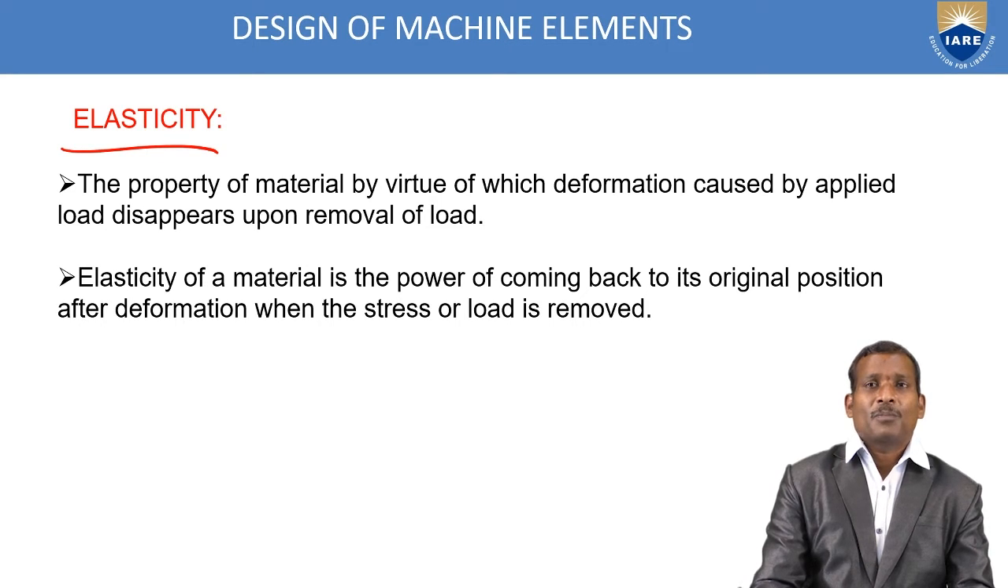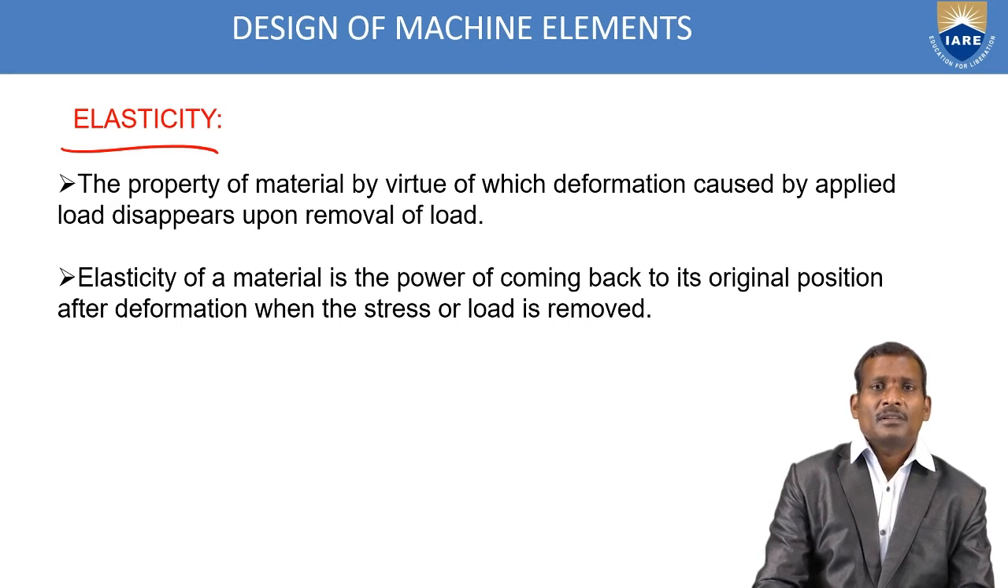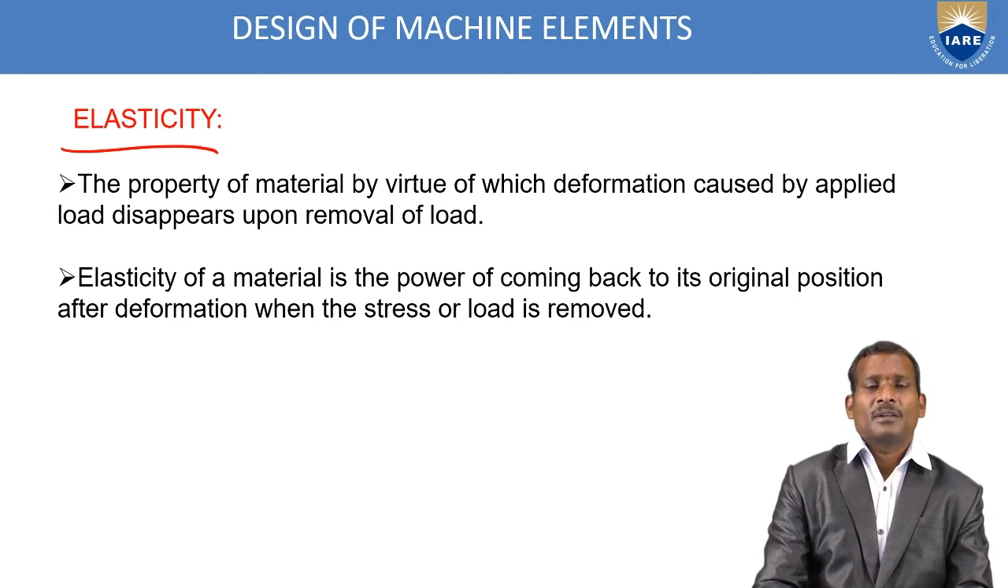Elasticity of material is the power of coming back to its original position after deformation when the load or stress is removed. This type of property is called elasticity. Example for this elasticity property: spring. Spring material has this elasticity property. Rubber.